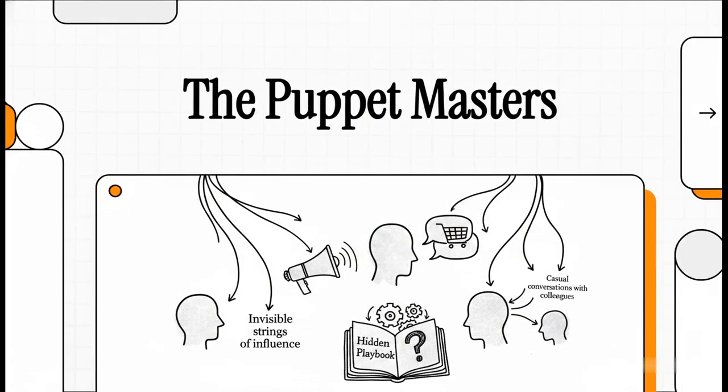Welcome to The Explainer. Today, we're diving into the invisible strings of influence that are quite literally woven all around us. Just think about your daily life for a second. You've got advertisements everywhere, political speeches, even just casual chats with a salesperson or a coworker. But what if I told you that in a lot of these interactions, there's actually a hidden playbook being used to secretly guide your choices? Well, today, let's unpack exactly how that works.